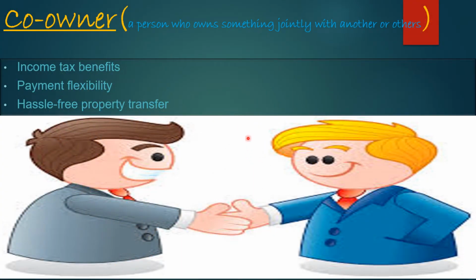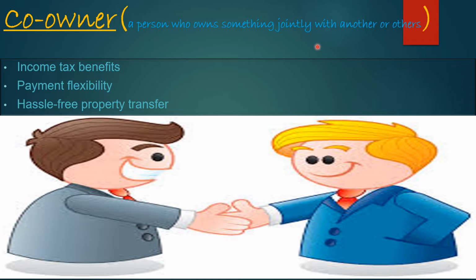Friends, this slide is a special slide I have made. Why? Because here I have tried to explain the literal meaning of the word, which has quite a significance in our discussion. Okay, so what is the word? The word is co-owner. The literal meaning of the word co-owner is a person who owns something jointly with another or others. That means with two persons a co-ownership can be established, or with more than two persons also a co-ownership can be established.